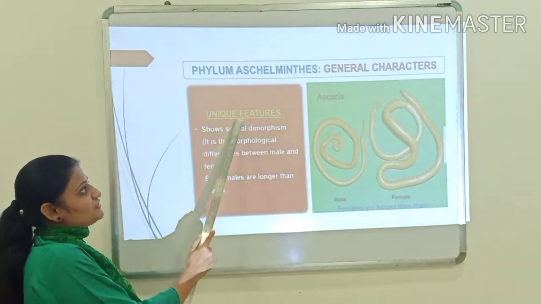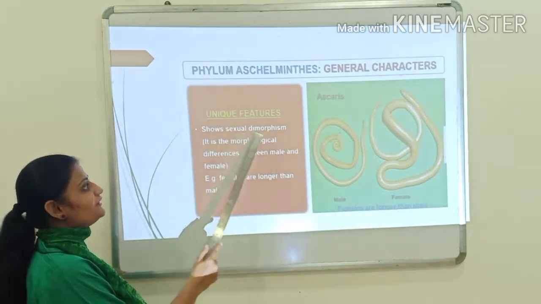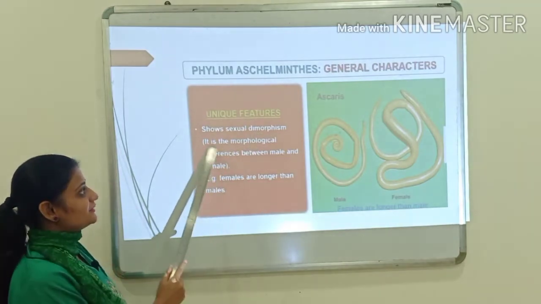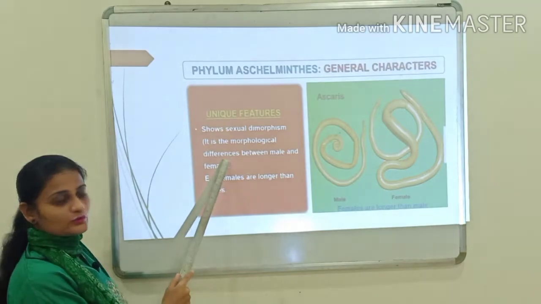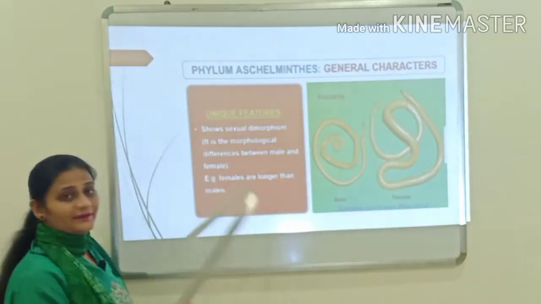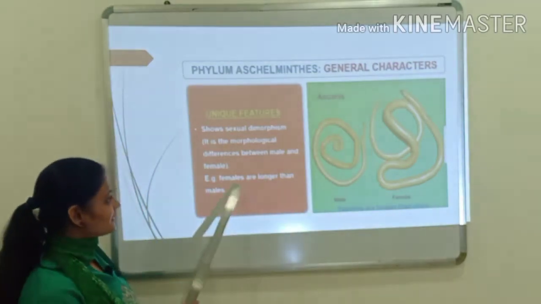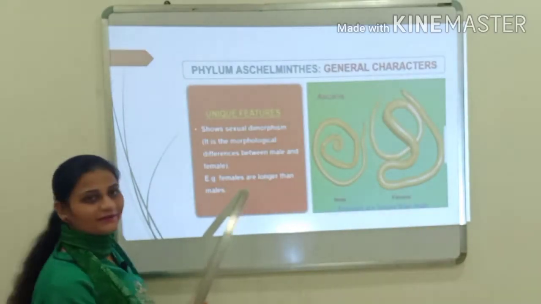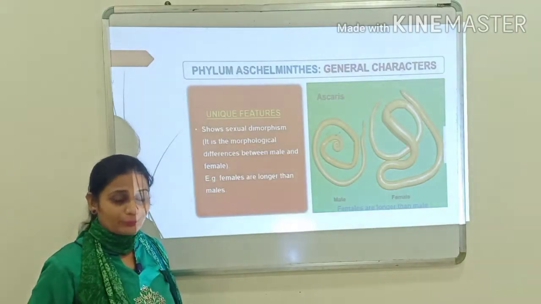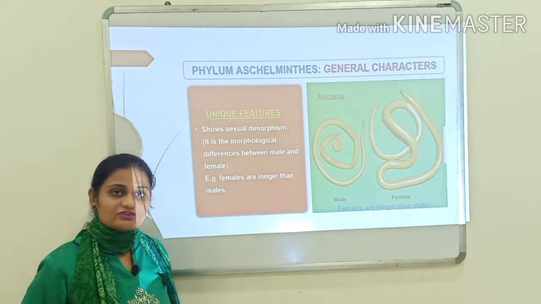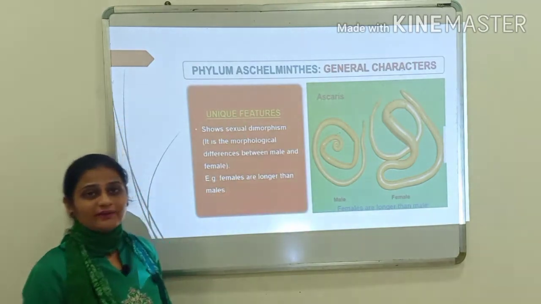Now some unique features of this phylum are that they show sexual dimorphism. Sexual dimorphism is the morphological difference between the male and the female. The males are shorter than the females, or in other words, the females are longer than the males, and this feature helps them for proper copulation. Copulation means mating. So that is the unique feature of the phylum Aschelminths.